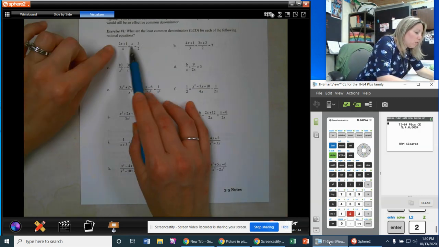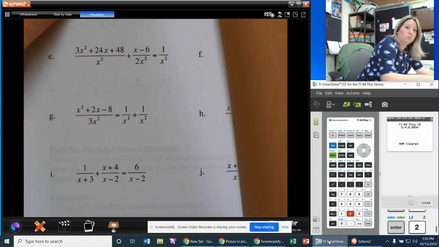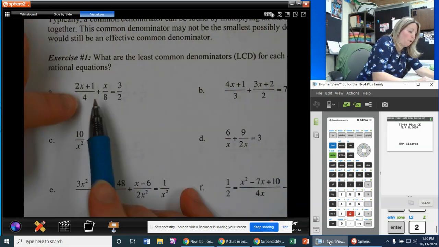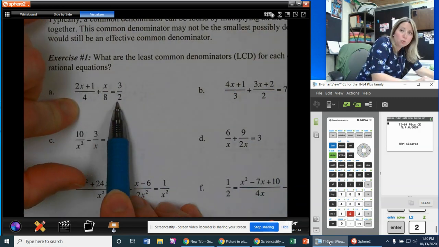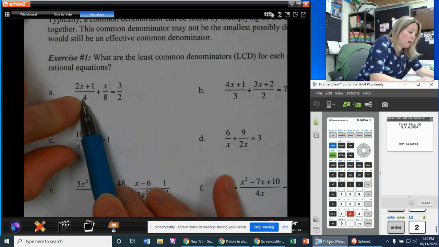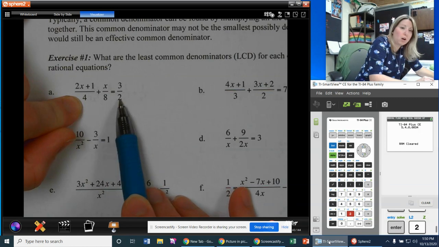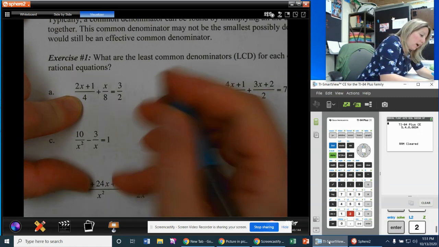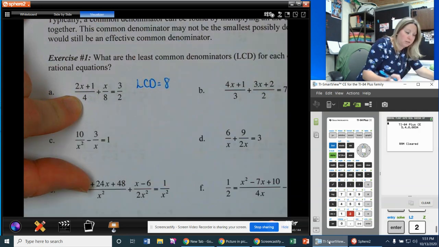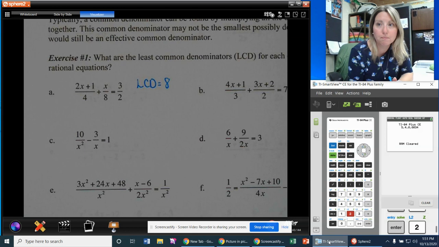So look at A, right? Let me zoom in. There we go. Nice and zoomed. Okay. 4, 8, 2. What can they all multiply to become? 4 times 2 is 8. 8 times 1 is 8. 2 times 4 is 8. What's my LCD? What can they all multiply to become? 8. Okay, only look at denominators to find the LCD.